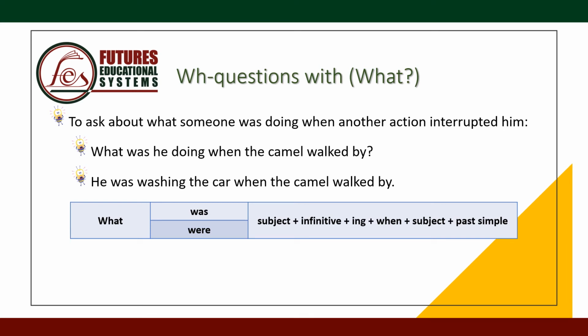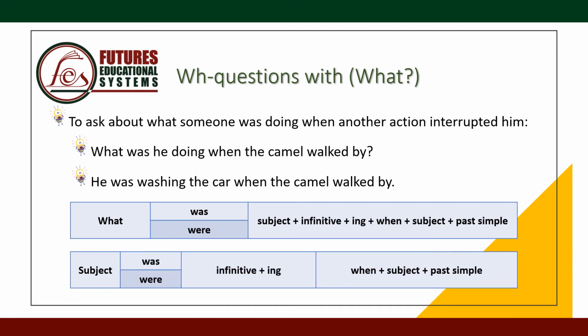What, was or were, depending upon the subject, plus infinitive, plus ing, plus when, plus subject, plus past simple. So we're asking about the past continuous action that took the long time when another action interrupted it. And the answer would be subject plus was or were plus infinitive plus ing plus when plus subject plus past simple. So again, this is to form the past continuous tense or to ask about the action that was taking place in the past continuous tense.